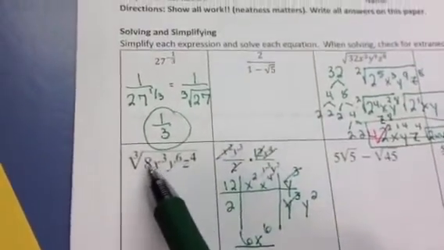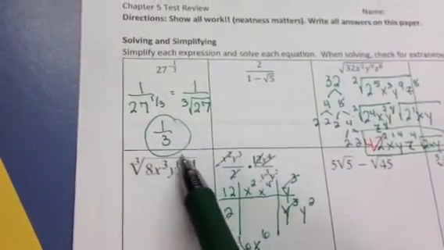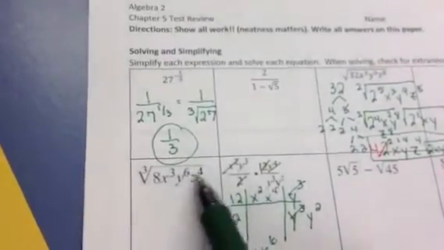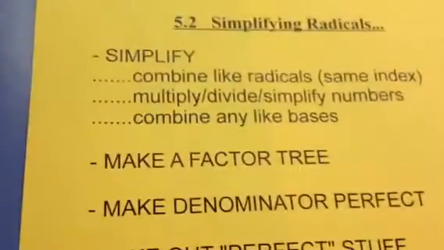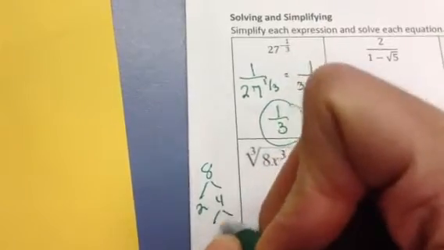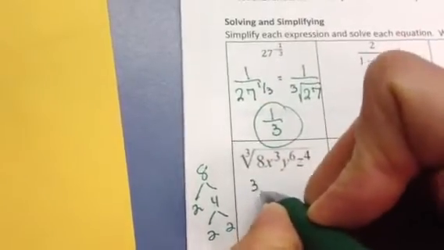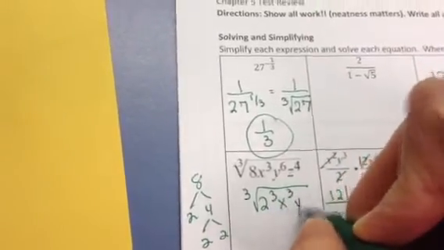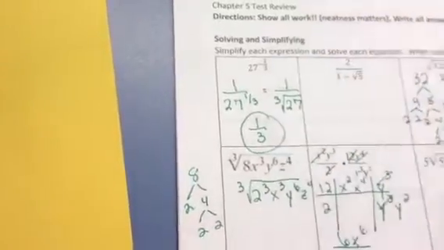So again, the first thing I want to do is make it one radical. If it's not, it is. I want to combine anything, simplify anything in here that I can. I can't. So next thing is I'm going to make a factor tree. So a factor tree for 8. 8 turns into 3 2's. Here comes the rest. And again, you don't have to do all these steps. I'm just going to break them down for you guys.